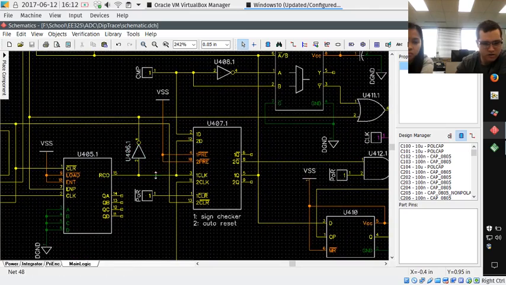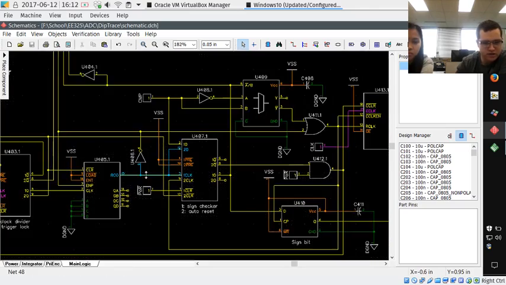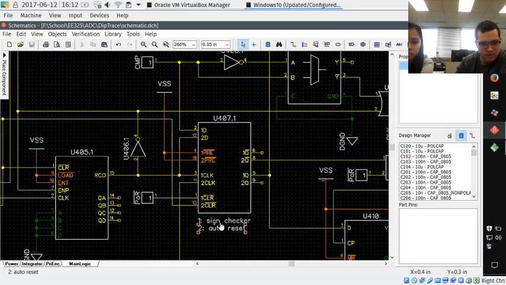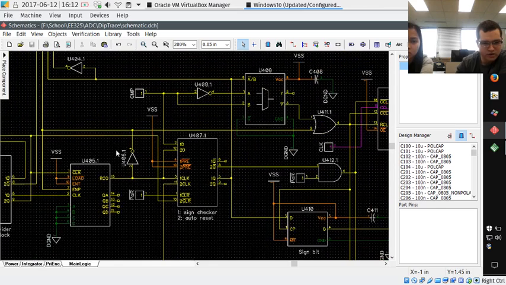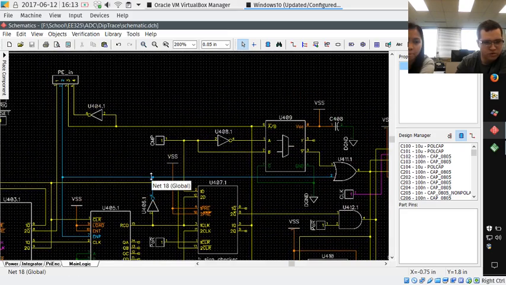Here's the RCO, which causes this flip-flop here, which does the sign checking and automatic reset. So it clocks the sign check, and it also turns the input voltage mode off.